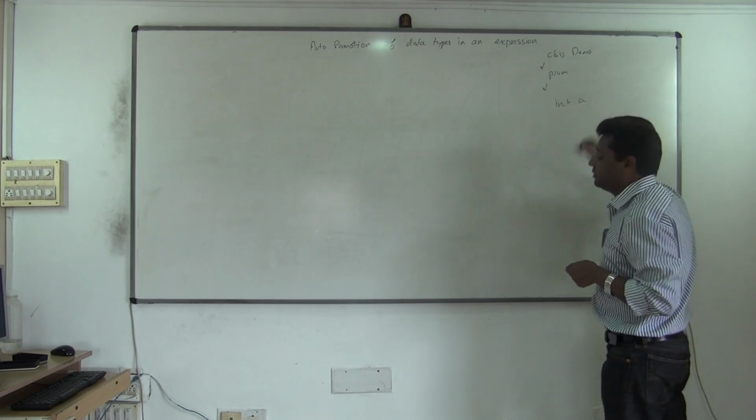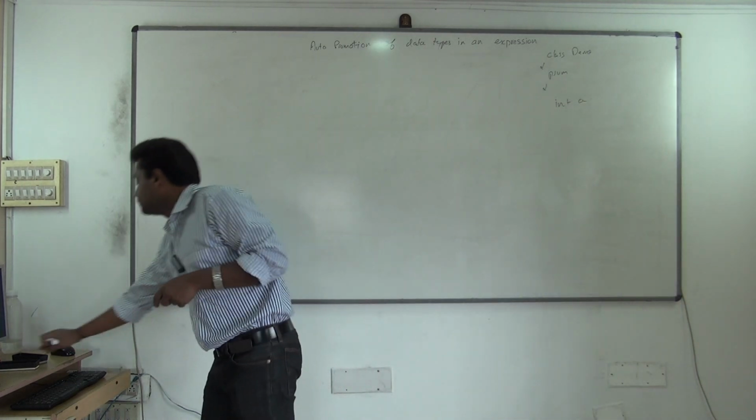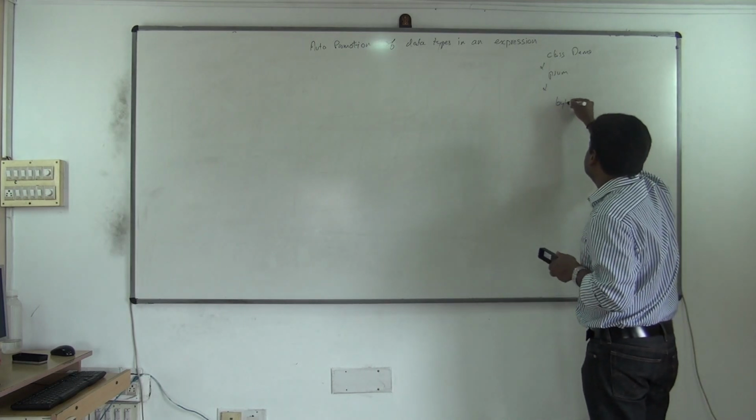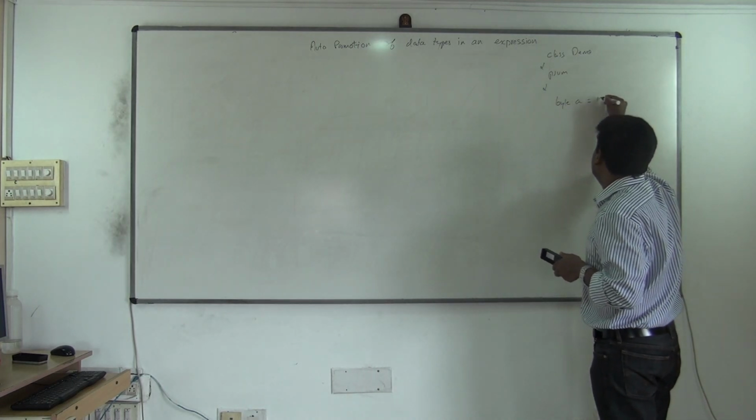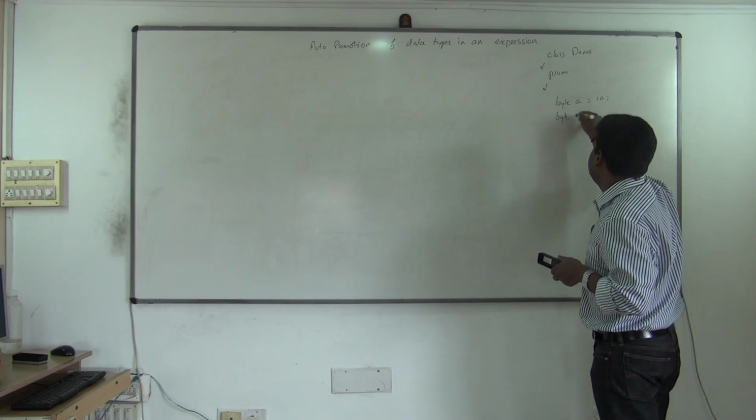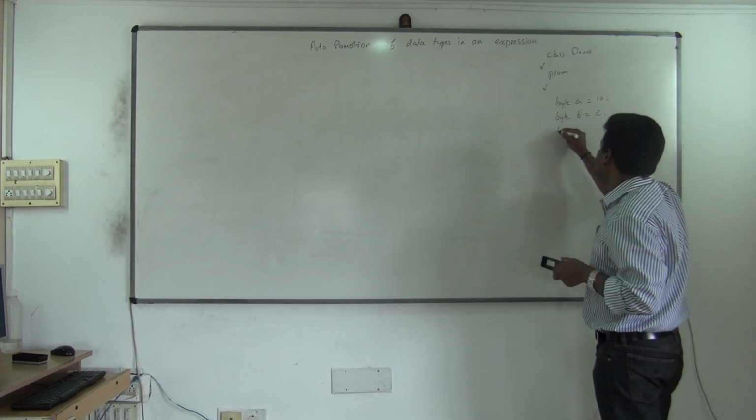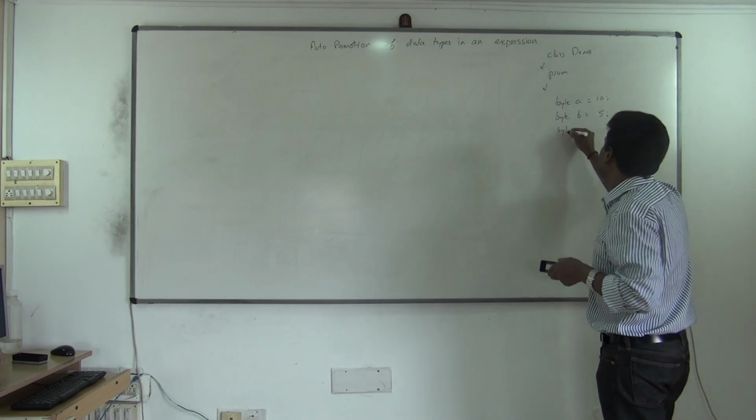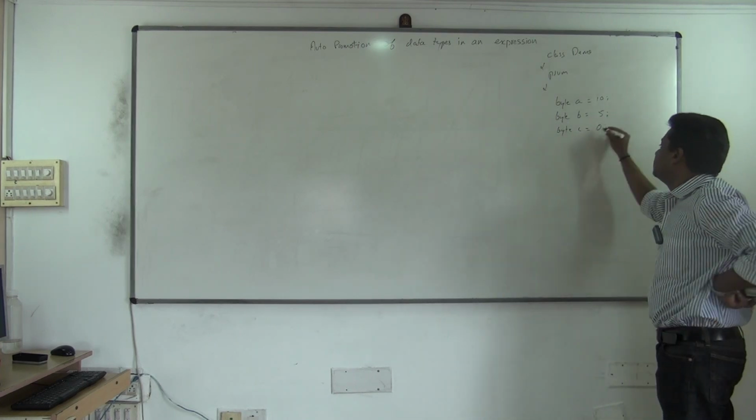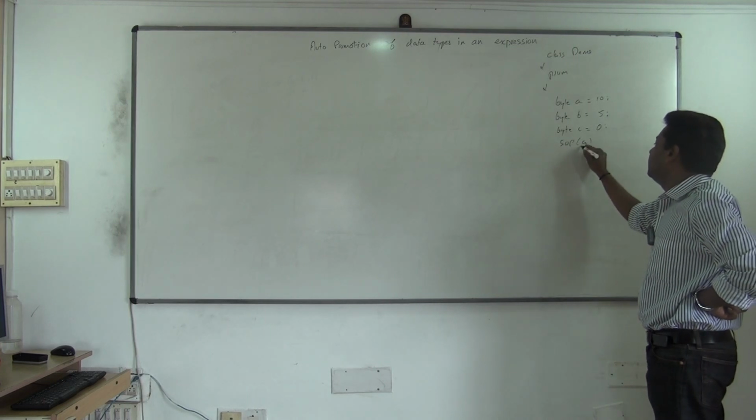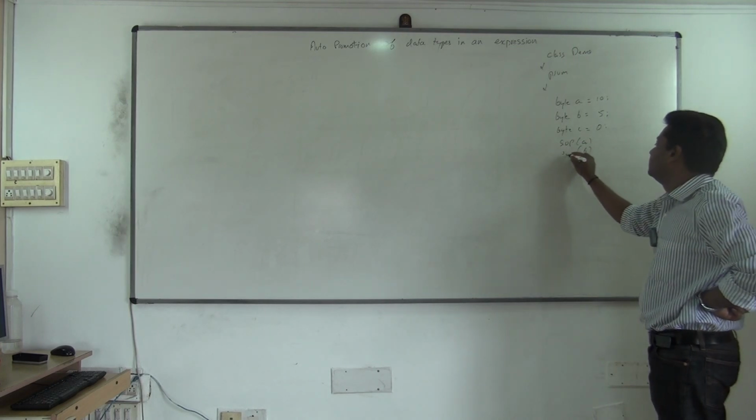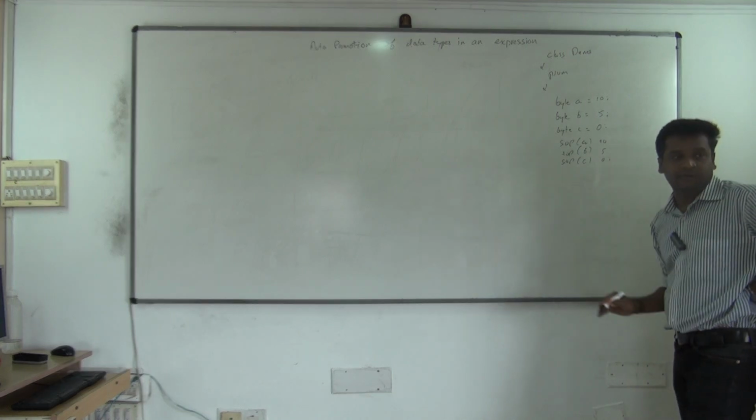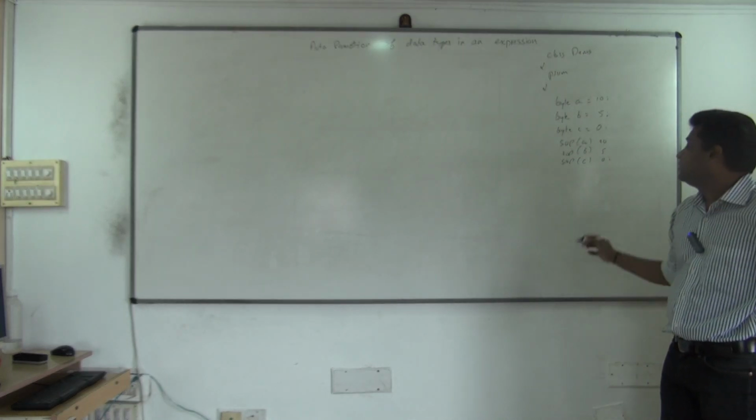I'll go with byte first. Byte a is equal to 10. Byte b is equal to 5. Byte c is equal to 0. I'll print the values with SOP a, b, c, and the result would be 10, 5, 0. This is what it would print. No problem with this.